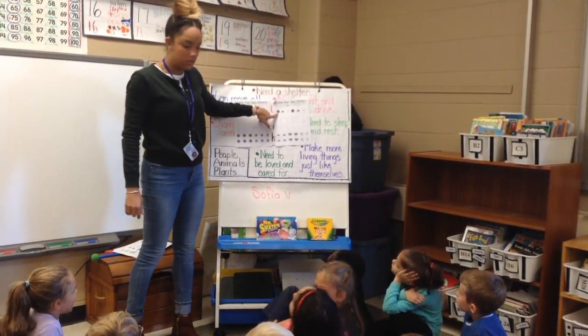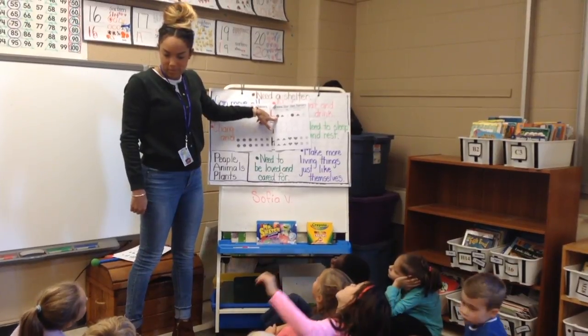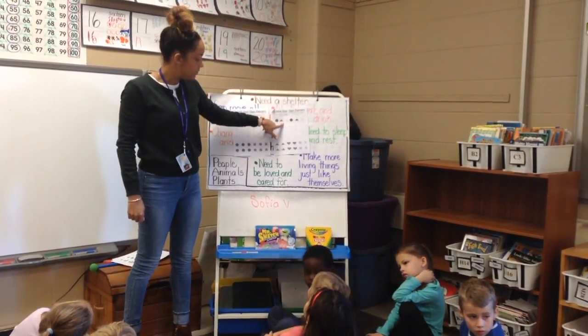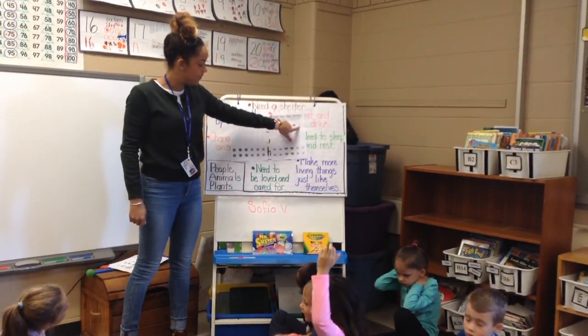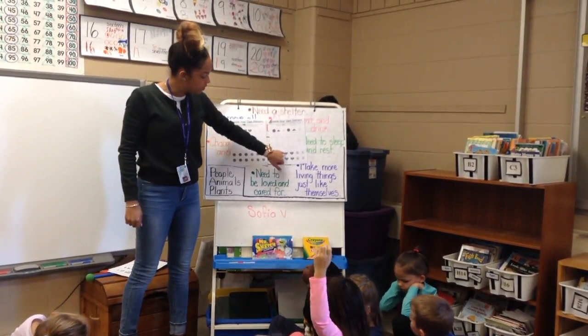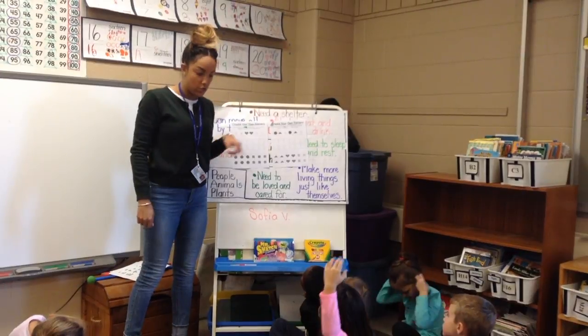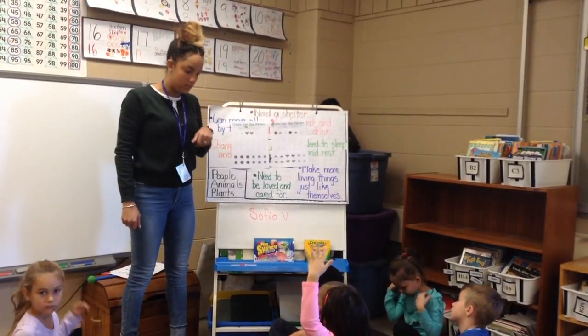So what is this? Devontae: Circle, triangle, star. And down here you have triangles, hearts, and squares. So you're going to create your own ABC. Yes, Sophia?